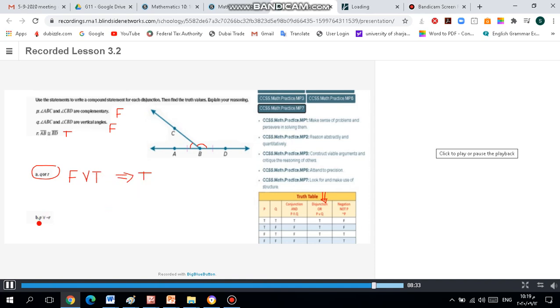P or not R. P is a false statement, and not R, the negation, which is the opposite. R is true itself, and the negation of R is false, so we can read it as false or false. We have false or false. The answer should be false.